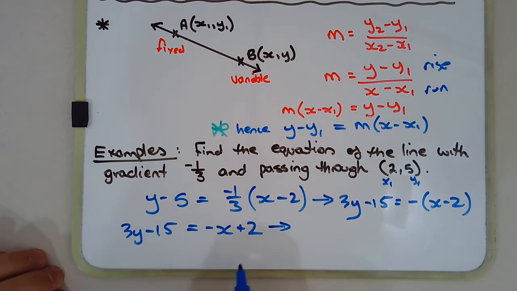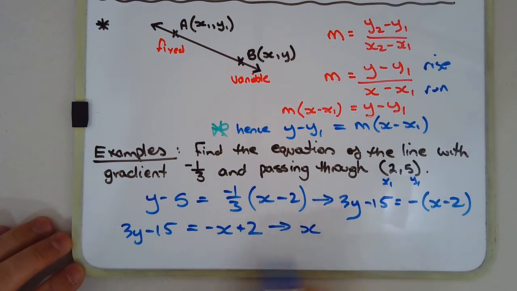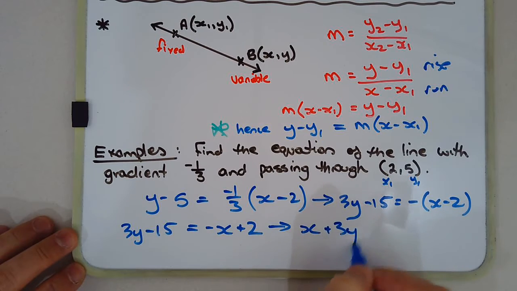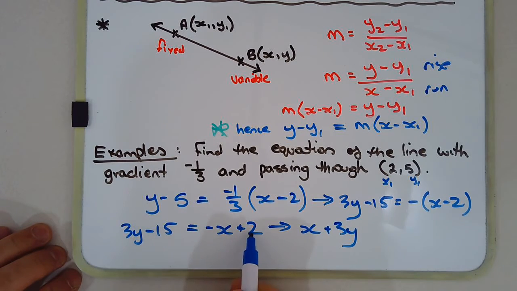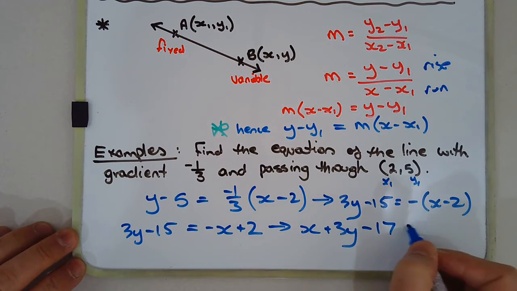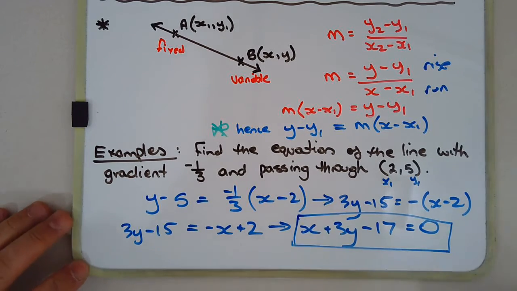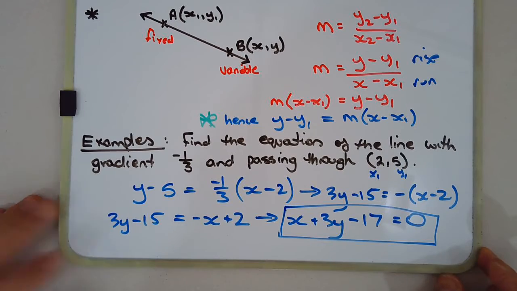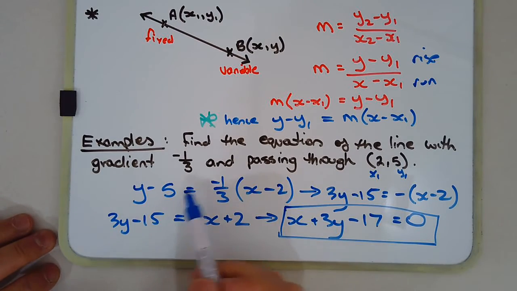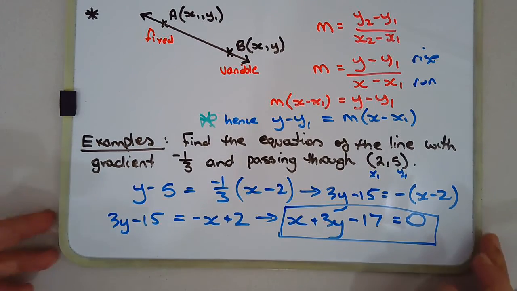Moving everything over to one side, the negative x becomes positive, so x plus 3y. And you've got negative 15, now take away another 2, so subtracting 2 from both sides, we have negative 17 is equal to 0. And that would be the equation of the line with gradient negative 1/3 passing through (2, 5). Let's have a look at another example.